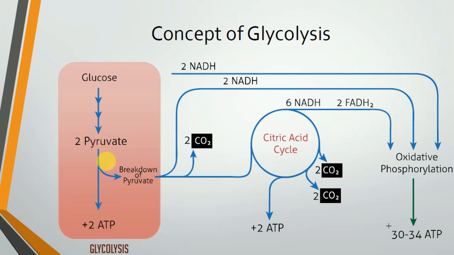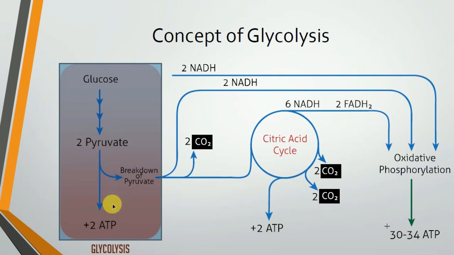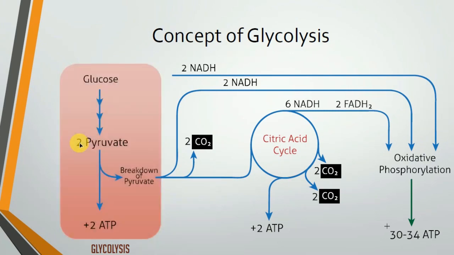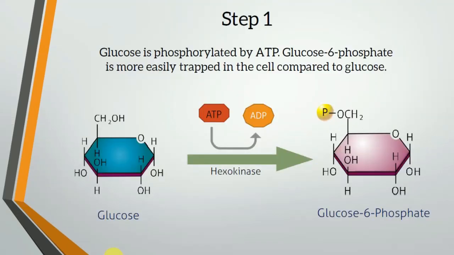This pyruvic acid further goes into the citric acid cycle, which is also called the Krebs cycle, and at the end it leads to oxidative phosphorylation, which is the electron transport chain. Here the number 2 indicates that two pyruvate molecules are formed when glycolysis is completed, and the net product of glycolysis is 2 ATP. Okay, here we go. Now the steps of glycolysis.